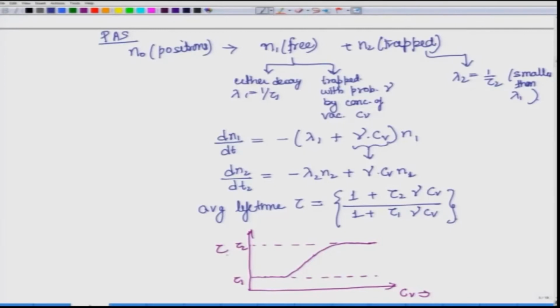So, that makes the measurement of tau very easy, and once you have this tau, then you can go back and find what should be the Cv value, and this is another way to find the concentration of the vacancies.